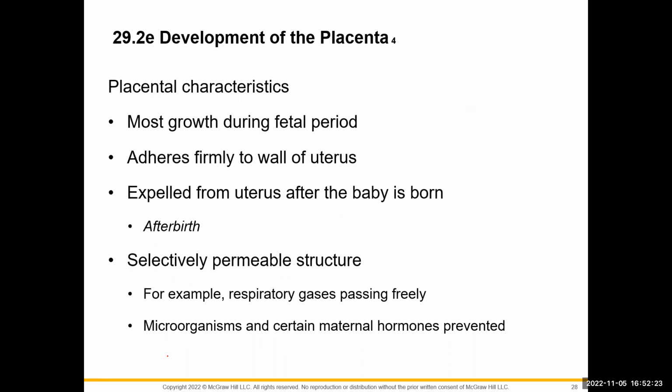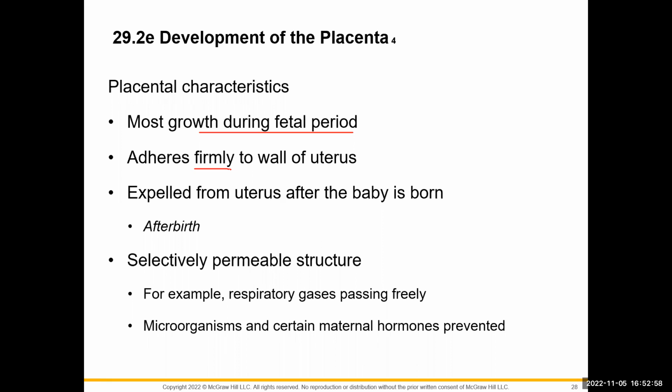All right, so some of the things that we notice with the placenta during its development is that, one, it does a lot of its development during the fetal period, as it should, because we've got to hurry up and get this thing ready to help sustain our fetus for the eventual birth of that organism. So we're going to see it attached very firmly to the wall of the uterus. And then at the time of delivery, once the baby is born, the job's not over yet.